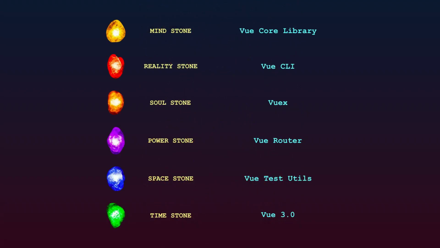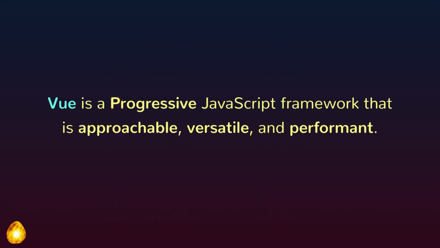So we're going to play the role of Thanos here. In the next 40 minutes or so, we're going to try to acquire as many stones or powers within the Vue ecosystem: the Vue core library, the Vue command line interface, Vuex, Vue Router, vue-test-utils, and a little bit of a sneak peek into what Vue 3 is expected to be. So we'll start from the very beginning.